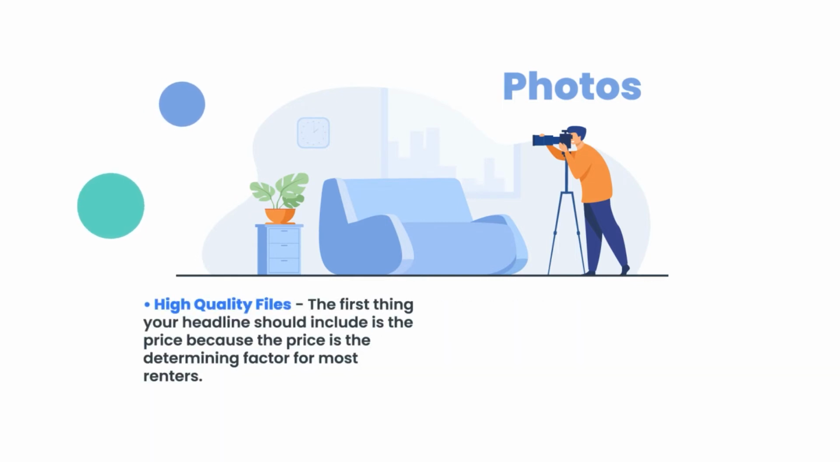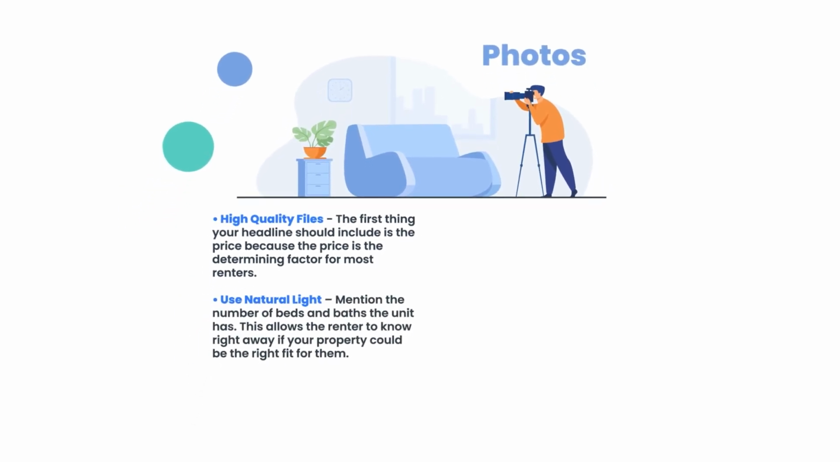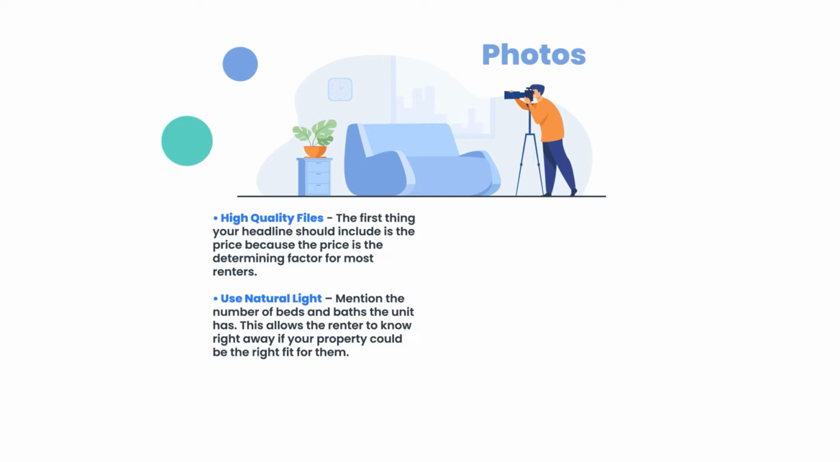High-quality files. There's simply no point in putting in the work to capture beautiful photos if your equipment isn't up to par. Cameras, lenses, and tripods can be expensive, but high-quality photos are worth the investment. Use natural light. Renters aren't going to have professional lighting set up when they move in, so there's no need to have it for your pictures. The most flattering light is often natural light.